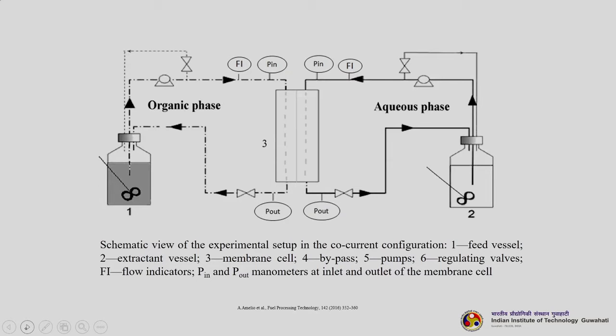So, this is the experimental setup in a co-current configuration. This is your feed vessel, this is your extraction vessel, this is your membrane. Okay. Then there are different types of bypass valves, pumps, regulating valves, flow indicators. Okay. And manometers at the inlet and outlet of the membrane cell.